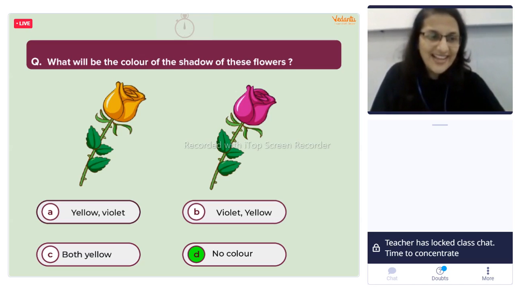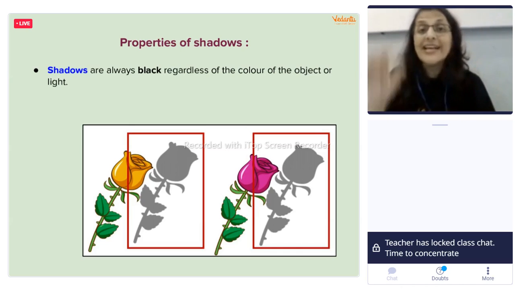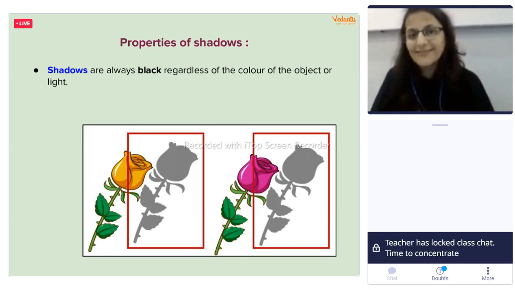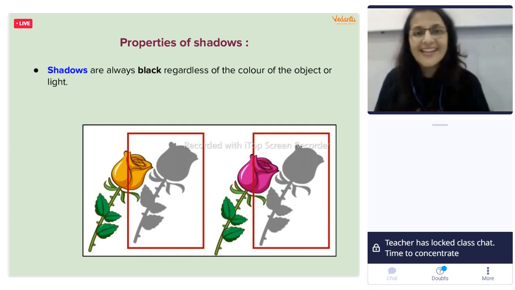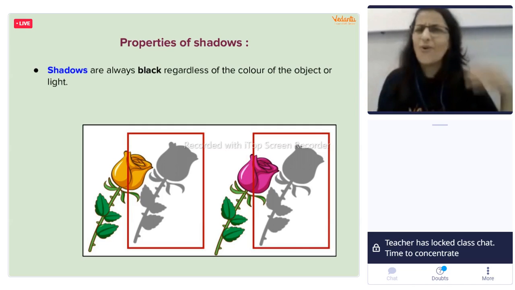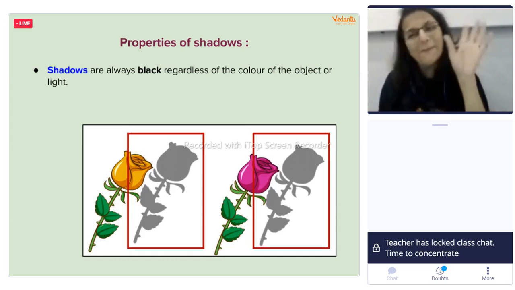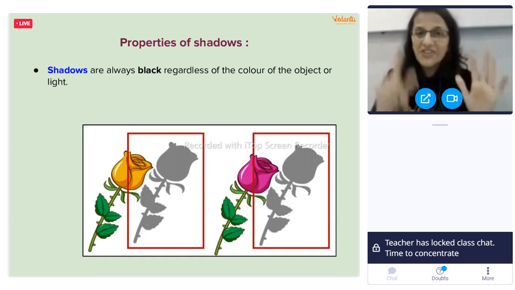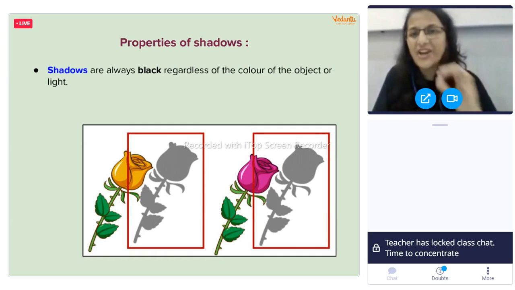So yes, with this, students, again, let me show you the leaderboard. So another property is that shadows are always black regardless of the color of the object or the light. Do you all agree with me? Definitely yes, shadows are always black, right? So whatever color the object or the light is, it makes no difference, but the shadow will be one color only. Which color? Black color. Are you getting me? So shadows are always black. This is another property of shadow.